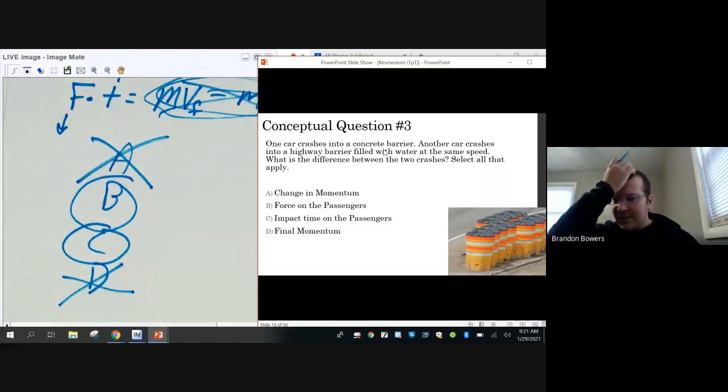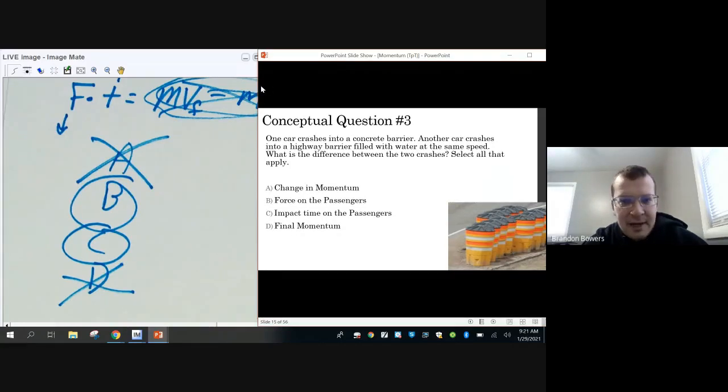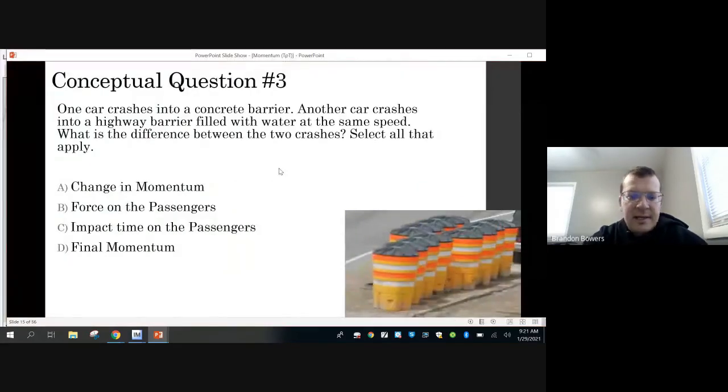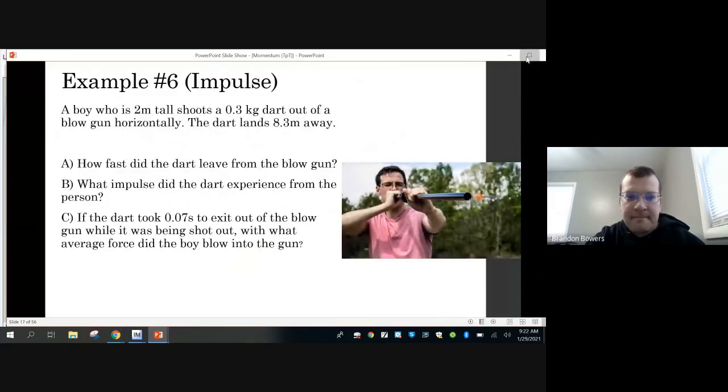So if we think about it, water barriers are put on the side of the road to decrease the force by increasing the time of a crash. Pretty fascinating stuff, right? All right, last example I'm going to go over today. Last example. Well, not that one. Here we are.